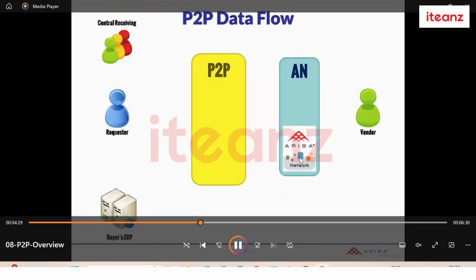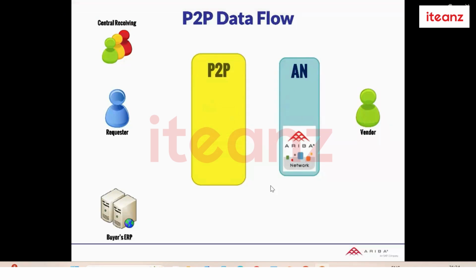Now I showed you the flow in that way. Now you can see the flow here as well. This is the shared service procurement where everything will happen: the purchasing, PO, and everything. This is the Ariba network.